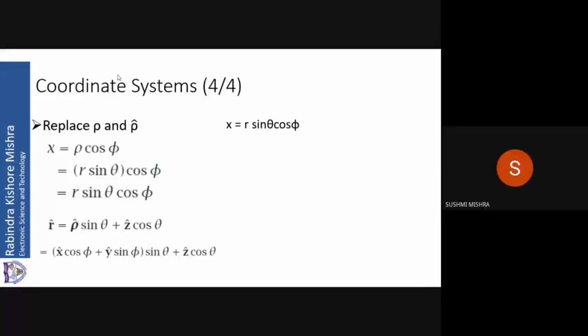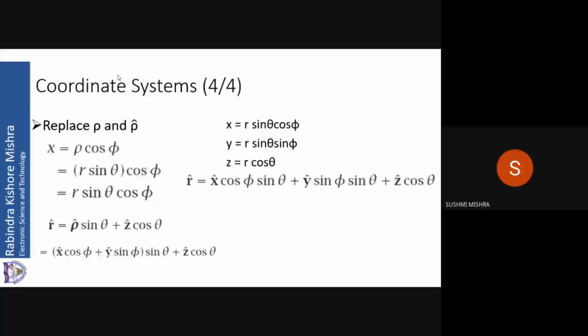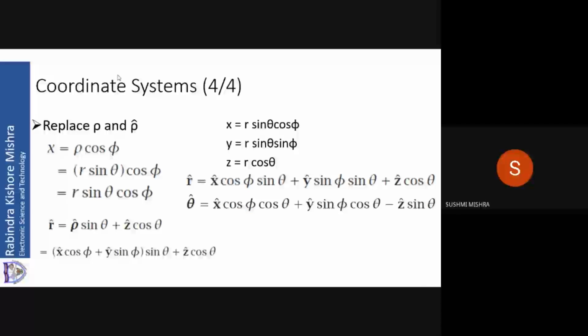Okay. So then we know, we have found out x is equal to r sin theta cos phi. We can similarly see y is equal to r sin theta sin phi and z is equal to r cos theta. This we can easily see from the previous figures. So if we use them, then we find r cap to be this, what we have found out in the previous slide, in the left hand side. So we get r cap.